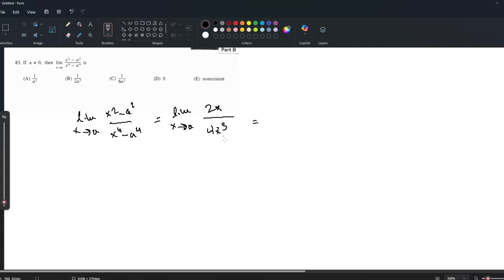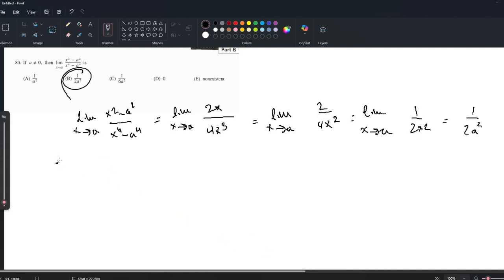So now I can cancel out an x, so it's going to be 2 over 4x squared, and I can actually simplify this further. It's going to be 1 over 2x squared. So now I plug in my a, so it's 1 over 2a squared, and now I look at my answer choices, and my answer is going to be B.